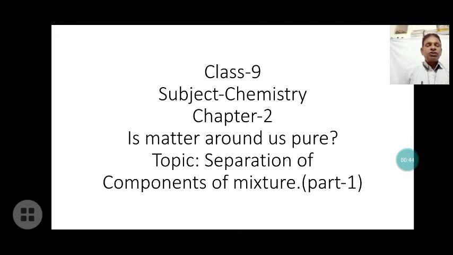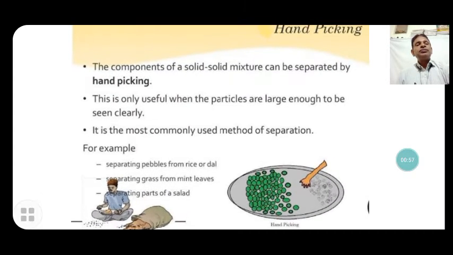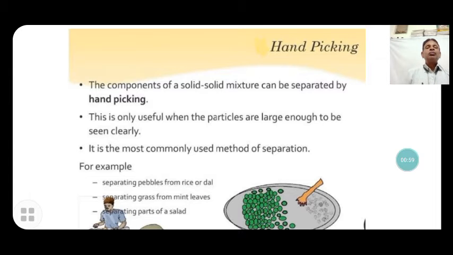Some physical processes are simple, which we discuss in the first part of the video. Some are complex, which we discuss in the second part. The first simple process is hand picking. The components of a solid and solid mixture can be separated by hand picking. It is useful for household activity.